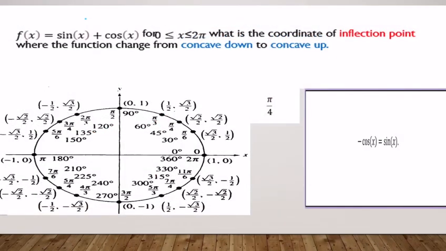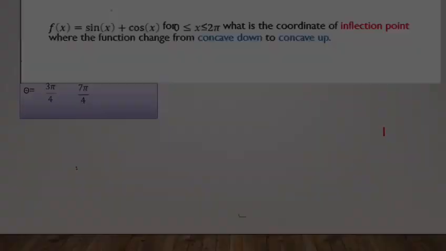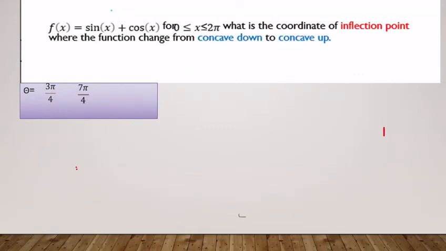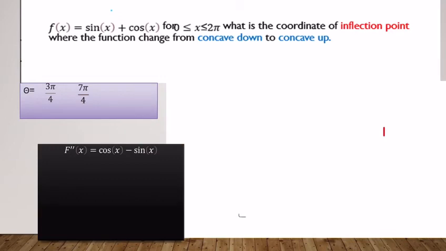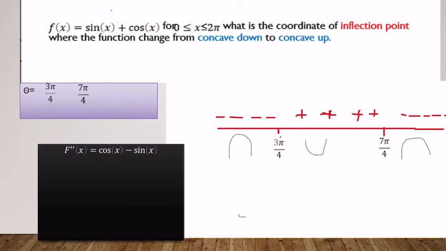Now we move to the last step, which is taking the number line. These two angles are 3 pi over 4 and 7 pi over 4. So we got our function f double prime of x equals cosine x minus sine x. And we draw our number line. We're going to substitute in a value that is less than 3 pi over 4, a value between 3 pi over 4 and 7 pi over 4, and a value higher than 7 pi over 4. We can see that we get a negative value when we substitute in a value less than 3 pi over 4. So the concave will be downwards.